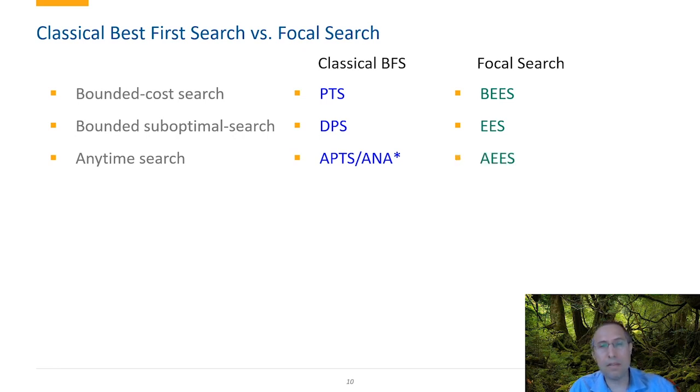And as I said before, it is not clear which of these work better. But it is nice to see that these two approaches, classical best first search and focal search, have variants for bounded cost search, bounded suboptimal search, and anytime search.